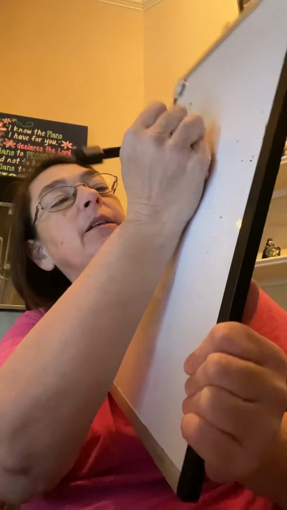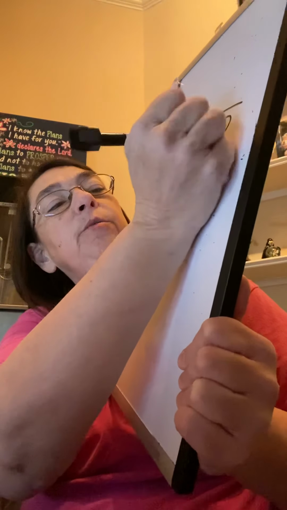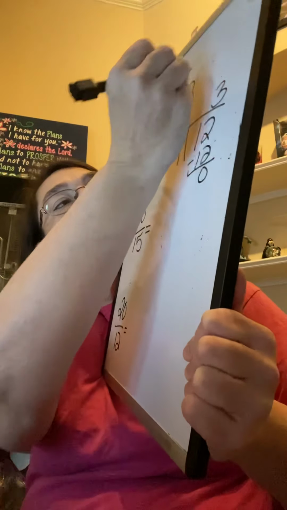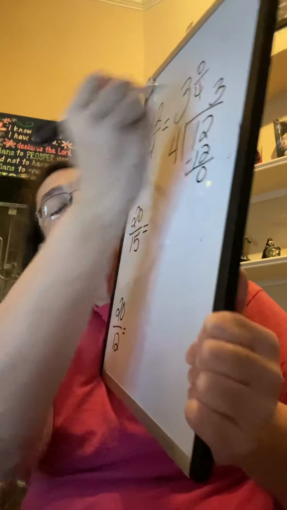All right, so on number 8, we take the denominator and divide it into the numerator. 4 goes into 12 3 times. That leaves me a 0 remainder, so I get 3 and 0 over 4.